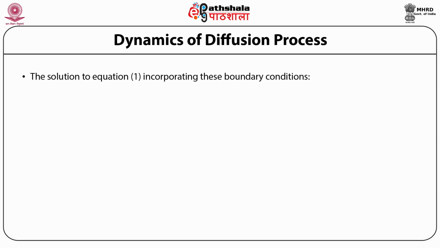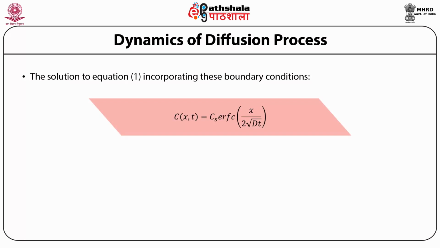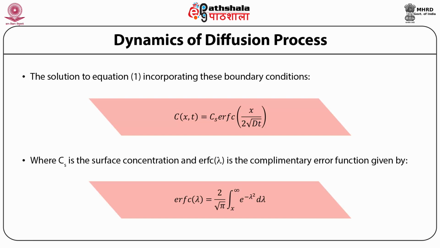So the solution to equation 1 incorporating these boundary conditions is C(x,t) equal to Cs erfc as a function of x by 2 root of Dt, where Cs is the surface concentration and erfc of lambda is the complementary error function, which is given by erfc(lambda) equal to 2 by root of pi integral from lambda to infinity of e to the power minus lambda square d lambda, where lambda is a variable.